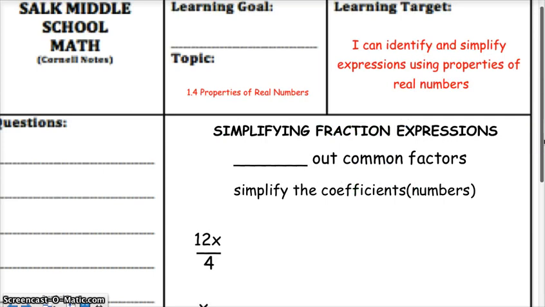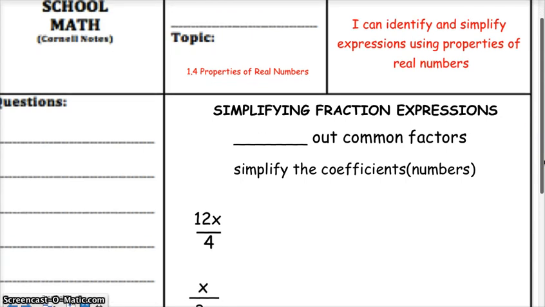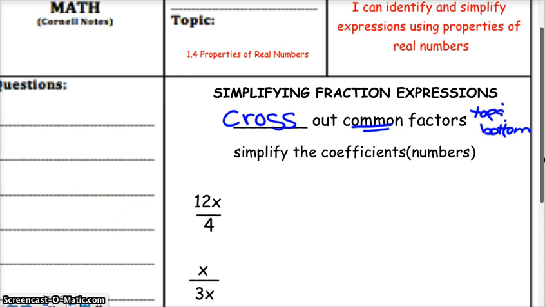The last thing we're going to deal with today is simplifying fraction expressions. What you want to do when you simplify fraction expressions is cross out any common factors on the top and bottom. If they have the same thing on the top and bottom, cross them out, they cancel. Okay? And then, first, do this. Second, simplify the coefficients, which means numbers.